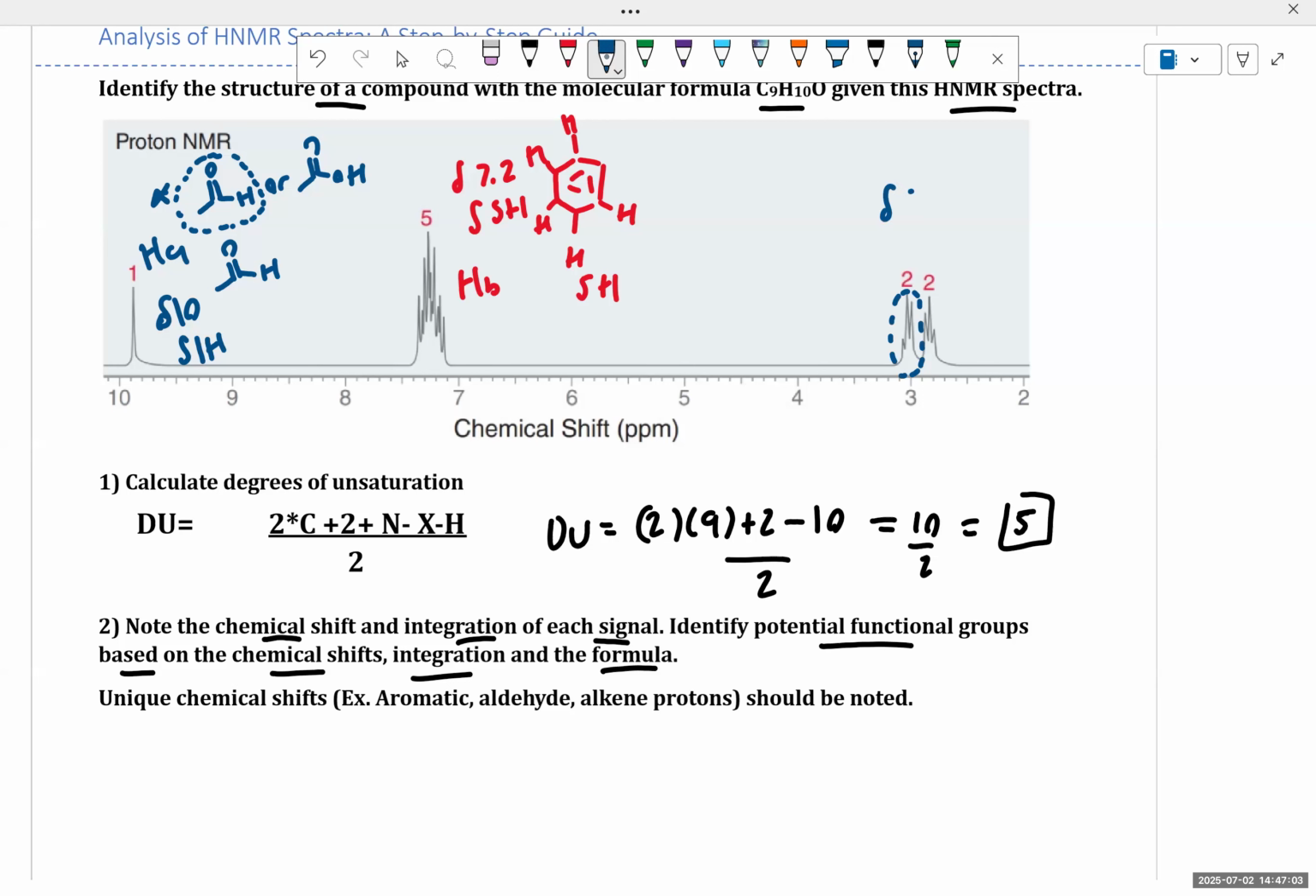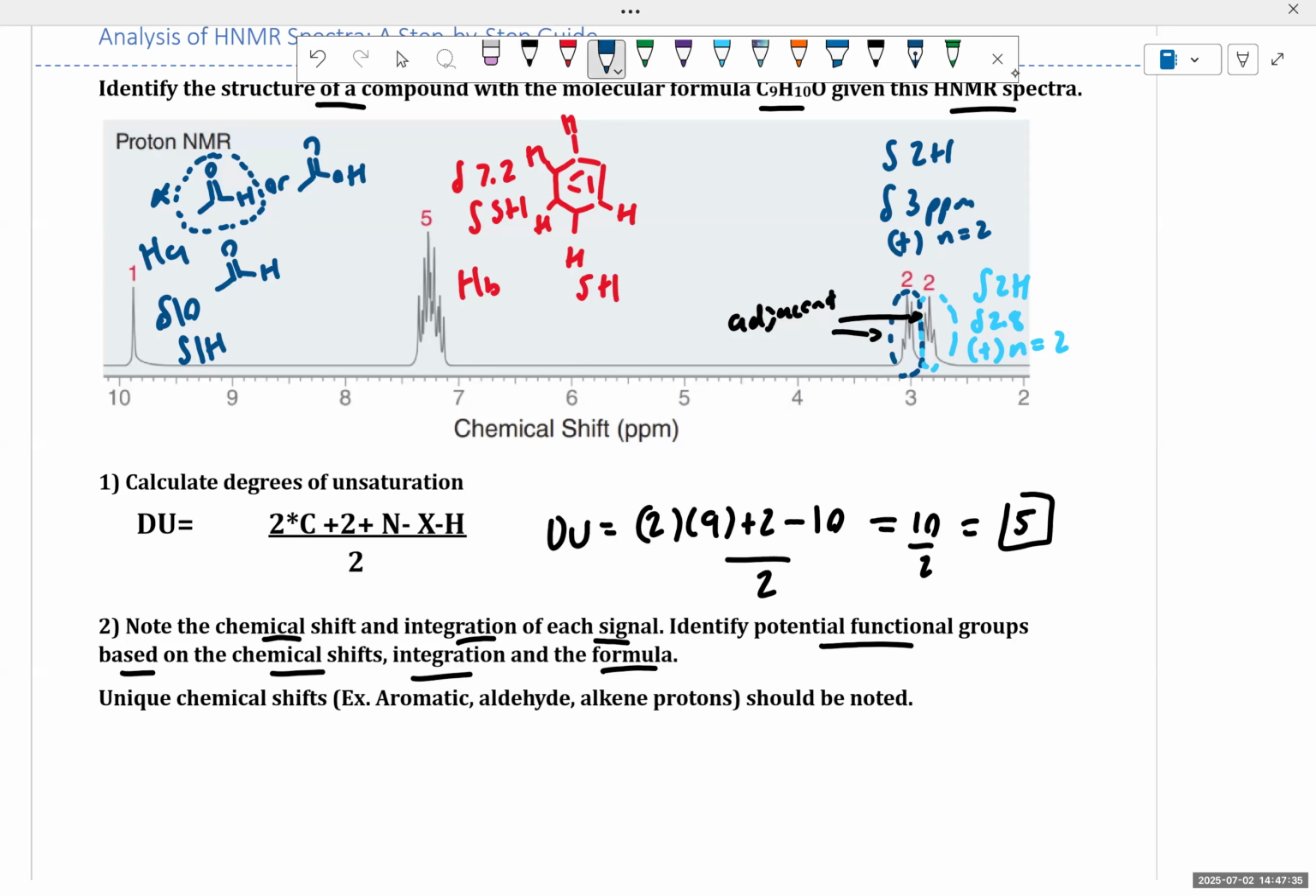So chemical shift of around 3 parts per million integrates for 2 hydrogens, and it's a triplet, which tells us n is equal to 2. We have a second signal integrated for 2 hydrogens, chemical shift of about 2.8, and we have a triplet with n equals 2. So based on the multiplicity, these two protons are adjacent to one another.